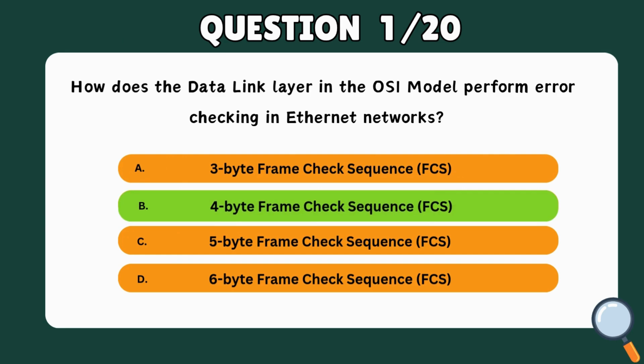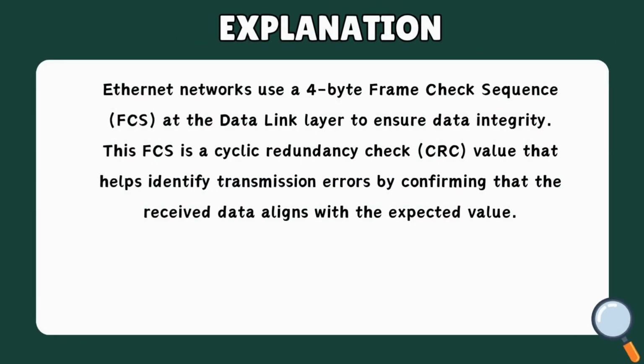Correct answer, B. 4-byte frame check sequence. Ethernet networks use a 4-byte frame check sequence at the data link layer to ensure data integrity. This FCS is a cyclic redundancy check value that helps identify transmission errors by confirming that the received data aligns with the expected value.